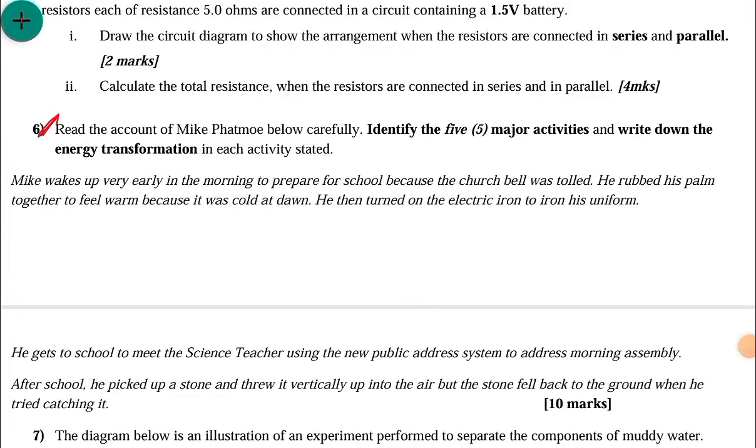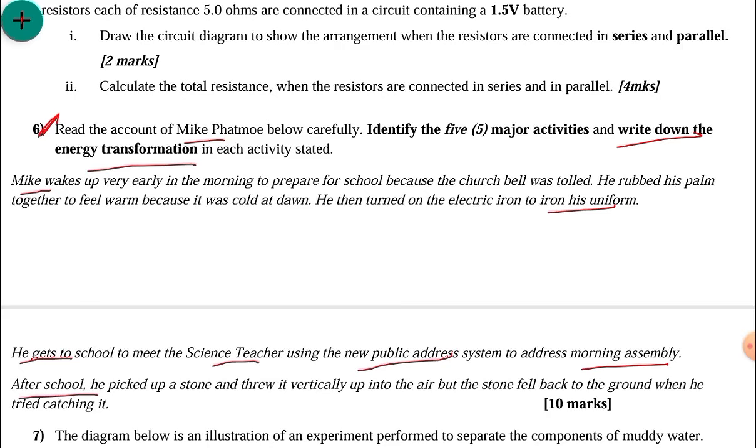Now in question 6, we are asked to read the account of Mike below and then identify 5 major activities and then write down the energy transformation in each of the activities. So Mike wakes up early in the morning for school because the church bell was tolled. He rubbed his palms together to feel warm because it was cold at dawn. He then turned on the electric iron to iron his uniform. He gets to school to meet the science teacher using the public address system to address morning assembly.